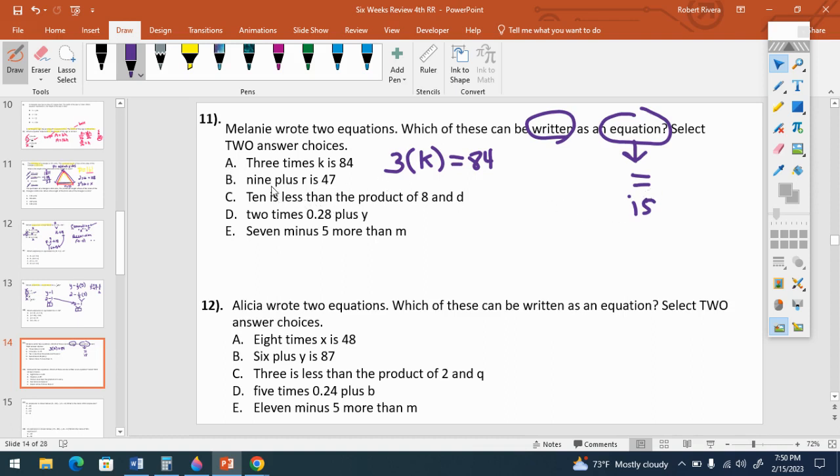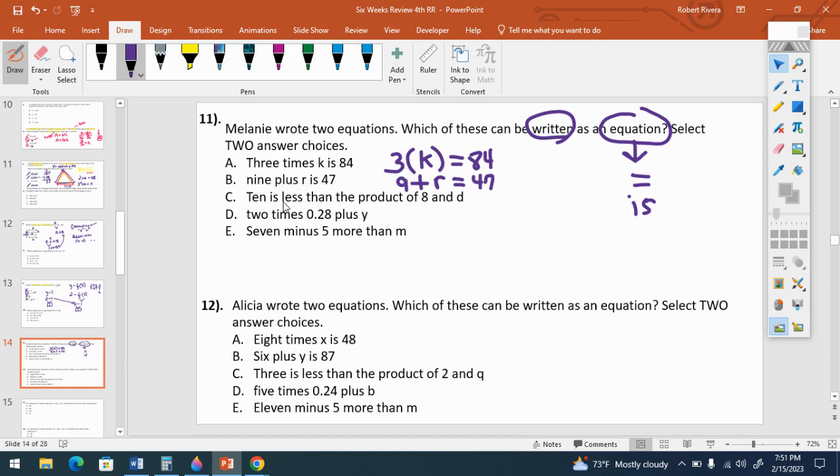The next one, 9 plus R. So I'm going to go 9 plus R is, we said equation equal is means equal 47. Boom, another one. So we have 2 equations already. And that's what they want. They want 2 equations. Melanie wrote 2 equations. So that means that so far, probably these are the ones that Melanie wrote.